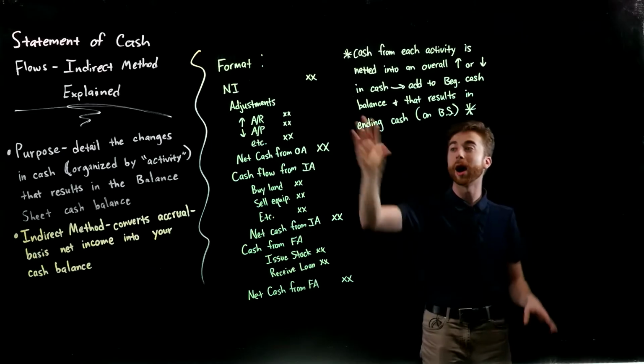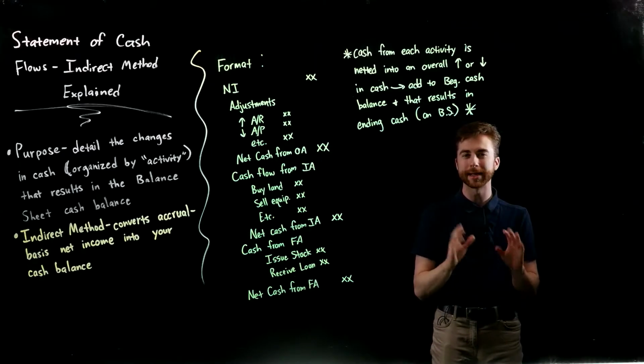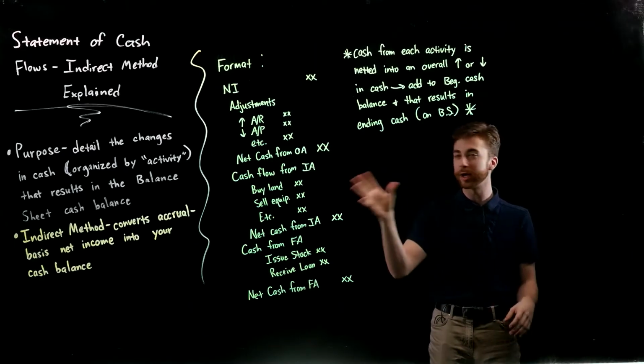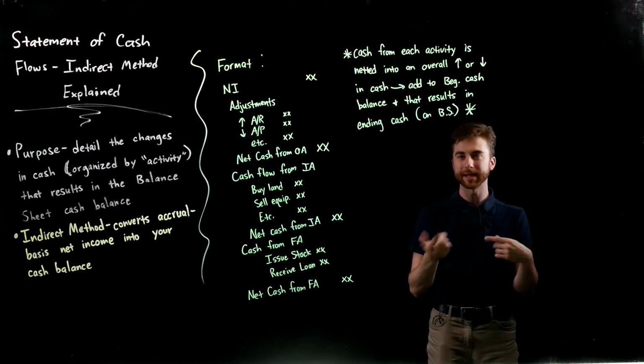Now, we'll get into the operating activity section in just a second, because that is, I'd say, the hardest part about the entire indirect method: the framework at play and how to take that into account.